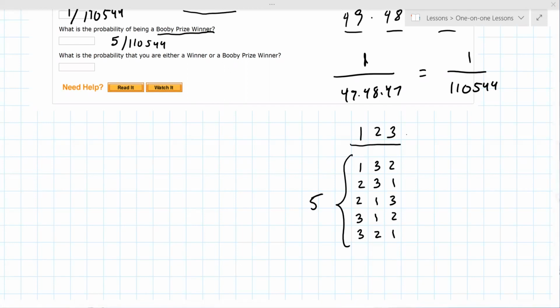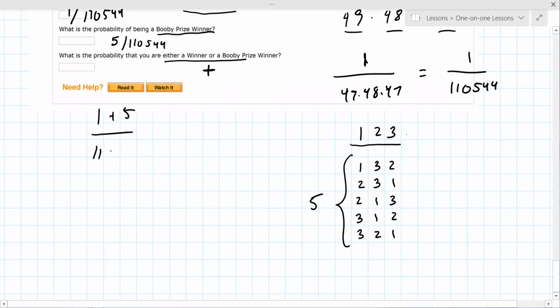Okay. And then the last one will be just adding the 2 together. It'll be the 6 out of that. Okay, so that is correct. So the probable bet either way is you just add up the ones that you had. So it's going to be this 1 plus 5 out of 1, 1, 0, 5, 4, 4. That does look like it reduces.